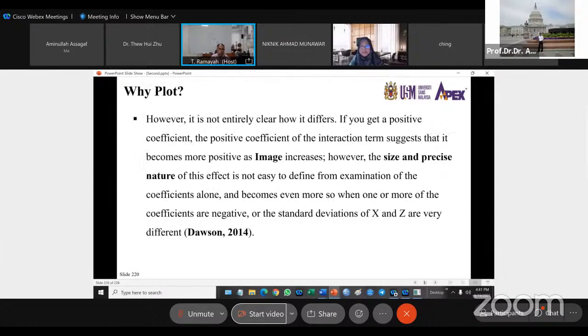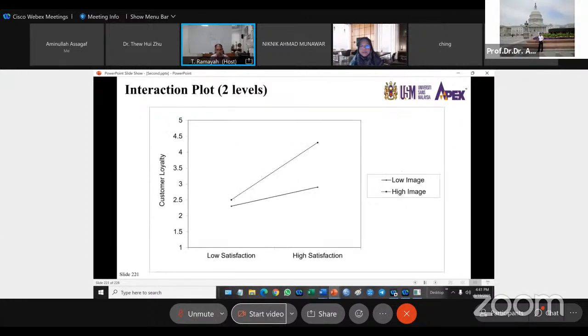So once you run your analysis, we will look at a plot called the interaction plot. Okay, the interaction plot given in the software will have 3 lines: low, average, and high. But it's more difficult to interpret. I like to look at this interaction plot with 2 levels, low and high.